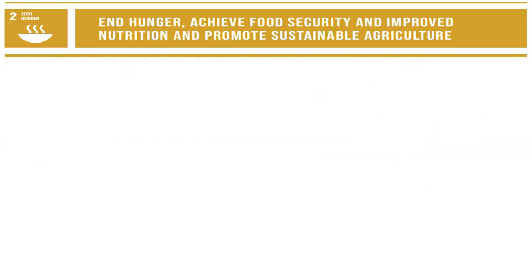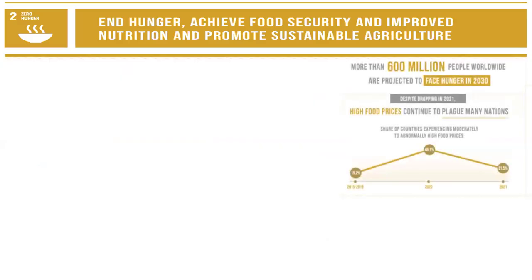The second one is zero hunger, SDG 2, with a goal to end hunger, achieve food security and improved nutrition, and promote sustainable agriculture. We have seen more than 600 million people worldwide are projected to face hunger by 2030, despite the drop from 48.1% to 21.5%.